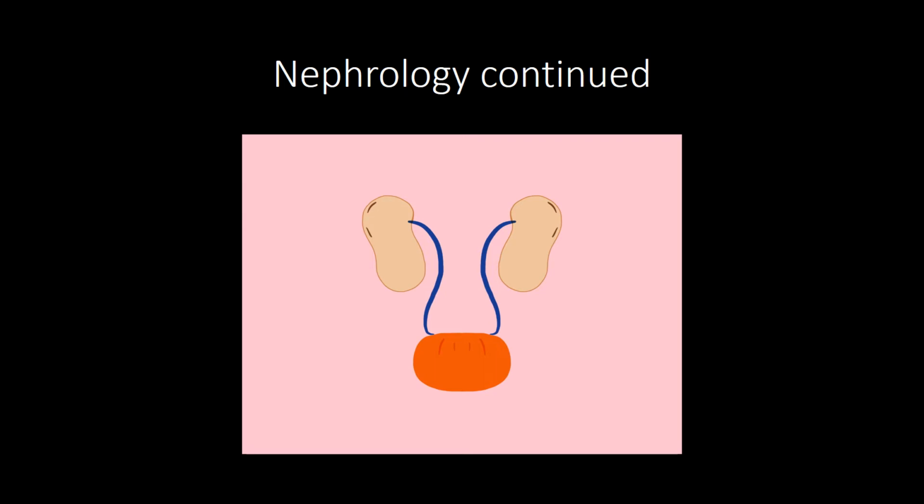Men less than 35, the most common cause is gonorrhea and chlamydia. Men older than 35, the most common is E. coli. And the risk factors include multiple partners, unprotected sex, and BPH. The treatment extends to 6 weeks for antibiotics.